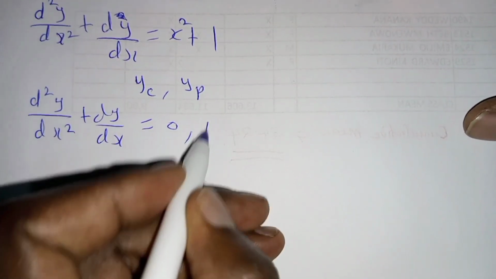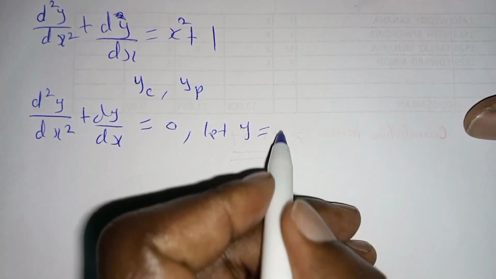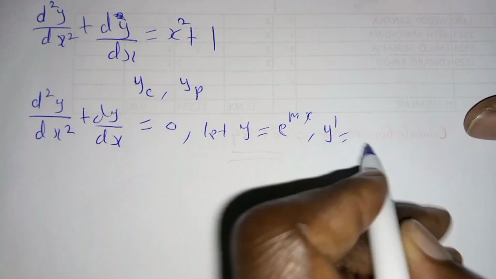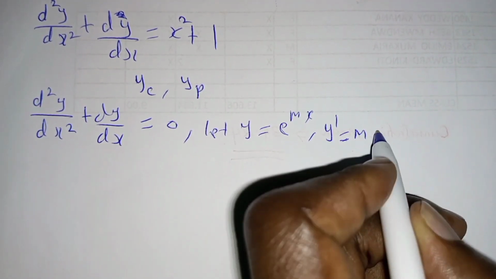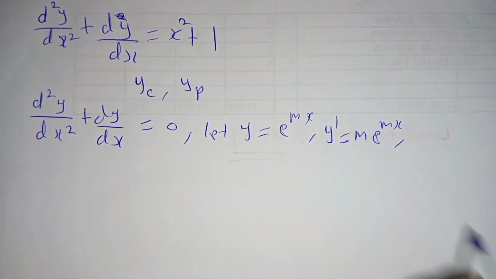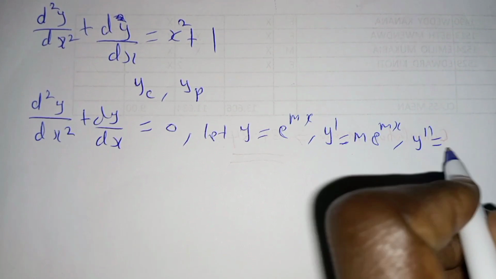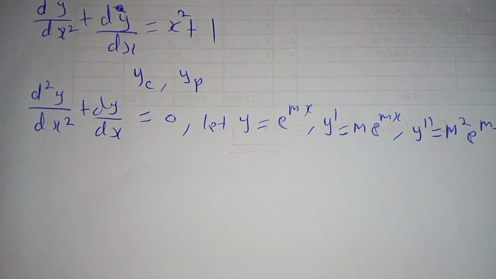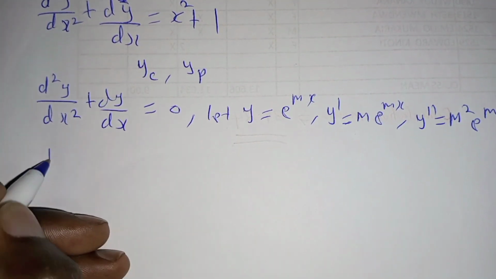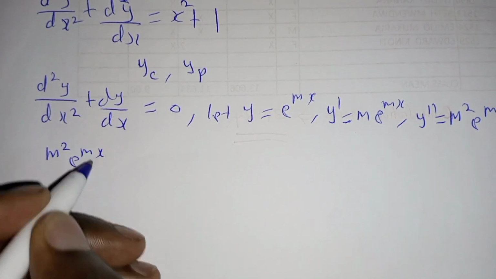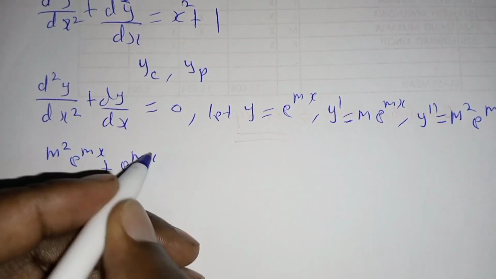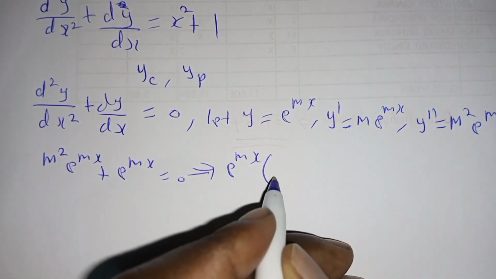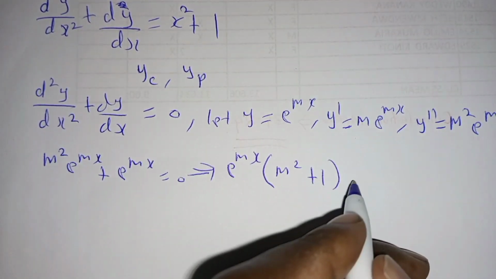And to solve this, we let our solution be of the form y is equal to e to the power mx. We differentiate it once to get y prime equal to m e to the power mx. We differentiate it again to get y double prime equal to m squared e to the power mx. Then we substitute the values here to have m squared e to the power mx plus e to the power mx, which is equal to 0. Factoring e to the power mx, we shall have m squared plus 1 equal to 0.